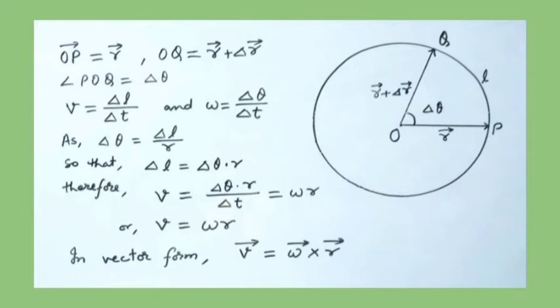When delta t tends to 0, angle OPQ tends to pi by 2. That is, vector PQ tends to become perpendicular to the vector OP, and PQ is directed along the tangent to the circle at point P. It means direction of v is tangential to the circle. In vector form, the relation is v is equal to omega cross r. That is, linear velocity is the vector product of angular velocity and radius vector, and the three vectors are perpendicular to each other.